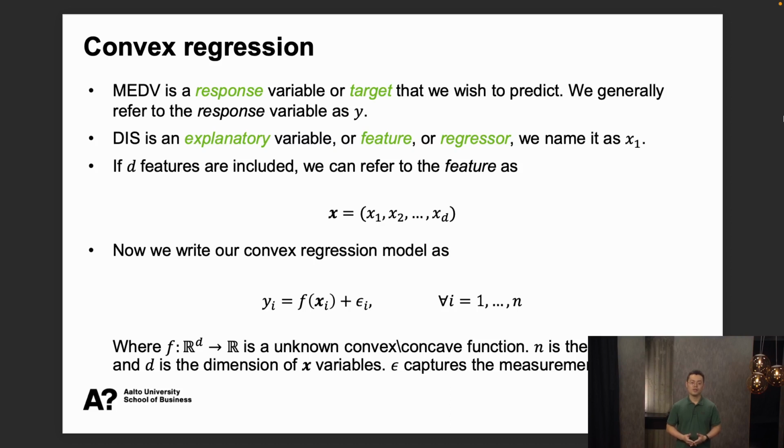Now we write our convex regression model as follows. This formula is very similar to our general regression model. The only difference is that the f function is a concave or convex function. Here n is the sample size or the data size, and d is the dimension of the x variable. Epsilon captures the measurement errors, and we'll also call it error terms, if you are familiar with regression problems.